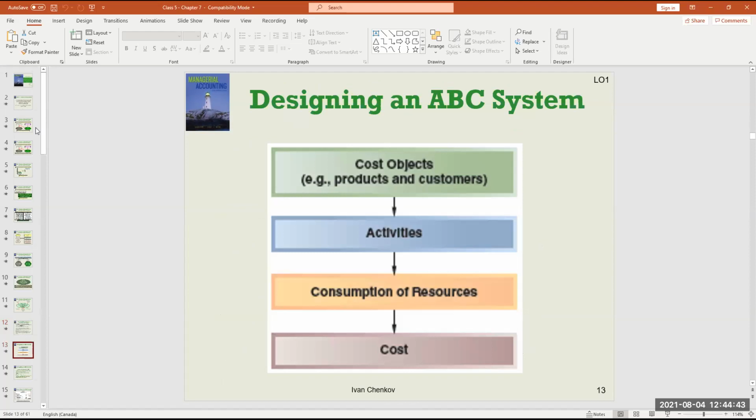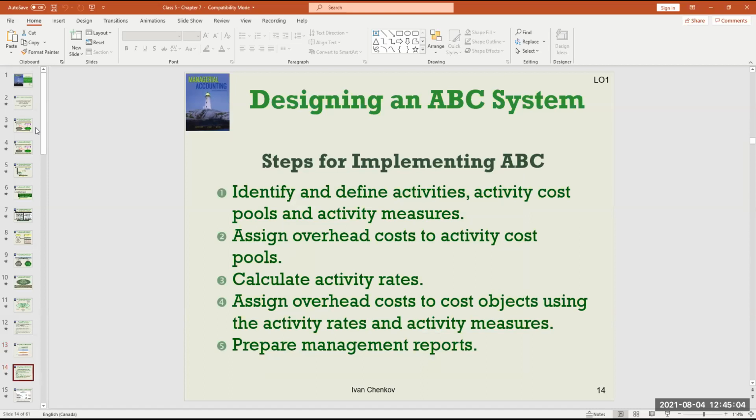Right. Okay. So how are we going to design an activity-based costing system? First, we're going to come up with the activity. We're going to come up with the activity cost. Then we're going to have the activity measure. Then we're going to have a cost object, activities' consumption of the resources, and we come up with the cost. Steps for implementing: first, we have to identify and define the activities, activity cost pools, and activity measures. Then we have to assign overhead cost to activity cost pools.